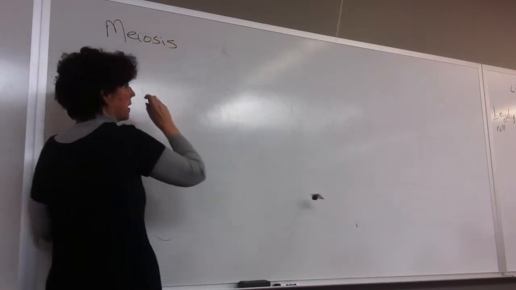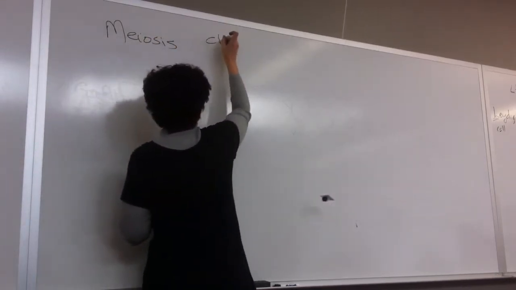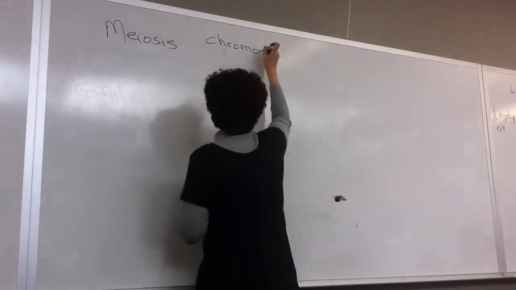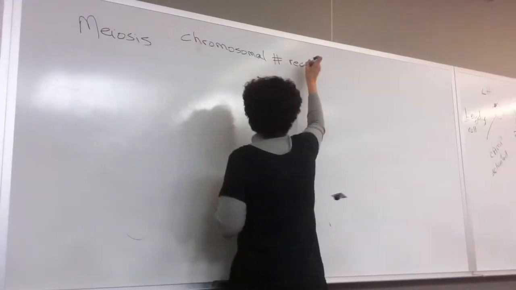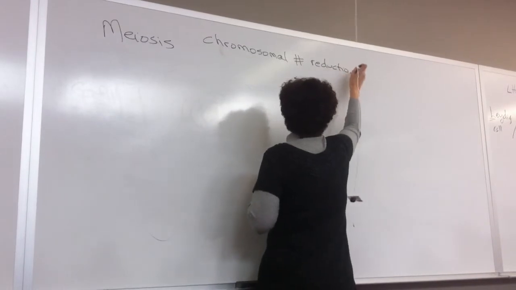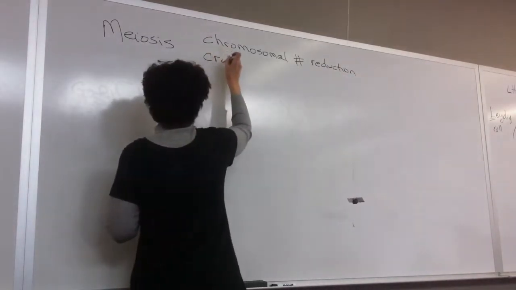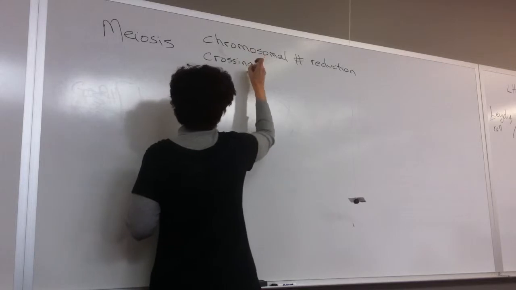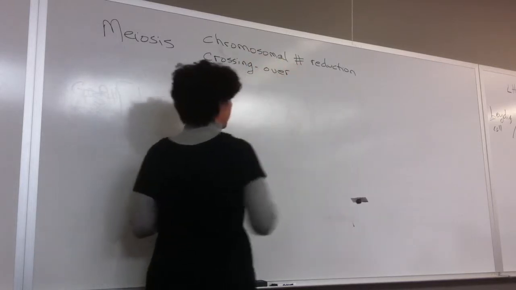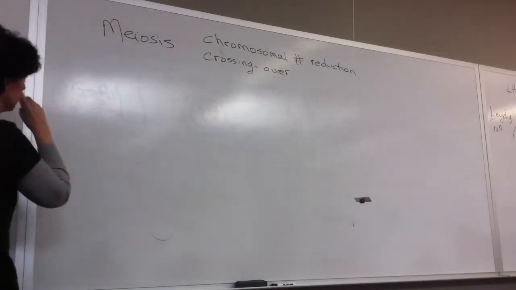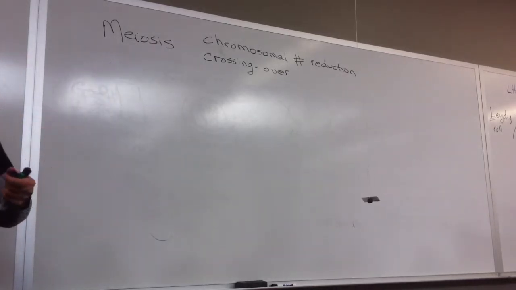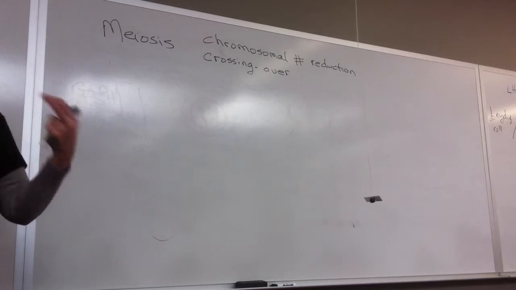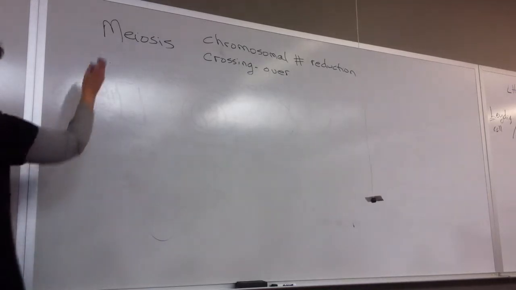Now we're looking at meiosis. Chromosome reduction. And crossing over. When I draw a cell, I'm really just drawing the nucleus. I'm not going to go through the nuclear membrane and all of that component. Okay?